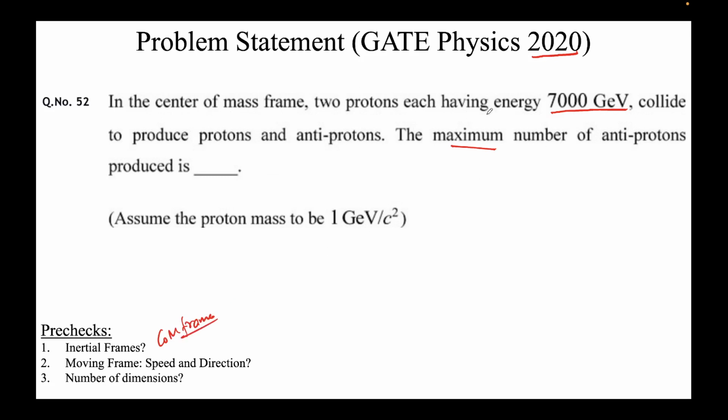We have two protons which are colliding, and they have the same energy and they're moving in the opposite direction. That's a given, because if they're moving in the same direction they cannot collide, they'll chase each other at a constant distance. So the center of mass would be at rest, which means it would be inertial, right? Second is moving frame. There is only one frame, the center of mass frame, so this question does not arise. This is not applicable. Number of dimensions, we will assume a simple one-dimensional motion, and we will take this direction as the positive x-axis.